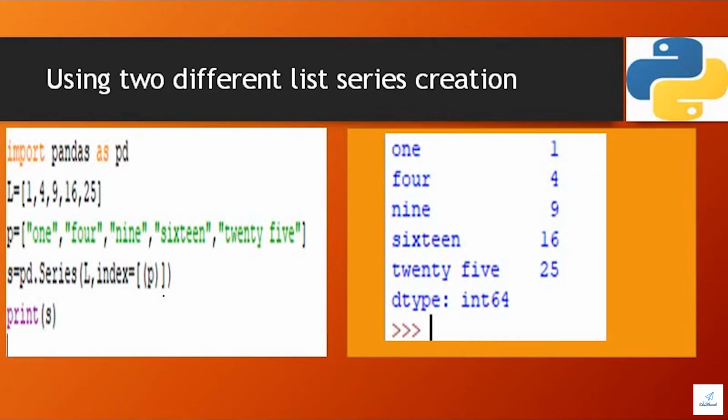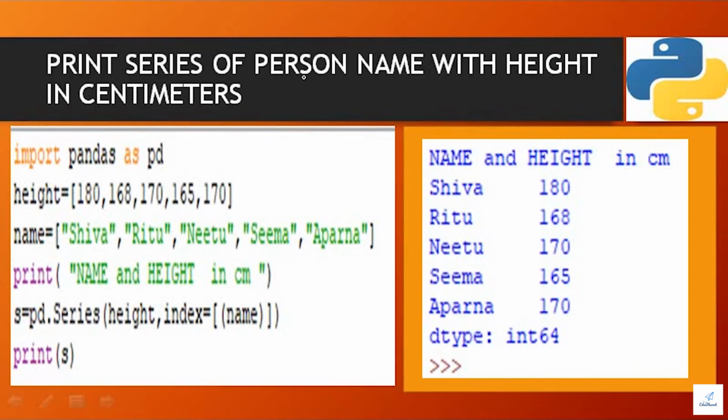Maybe you can think there are 2 values here, so it may be a 2D array. No, this is only a 1D array, because this value we are taking is the index value. So you can take either the number as the index, or you can take the word as an index. It is your choice. Print series of person name with height in centimeters.